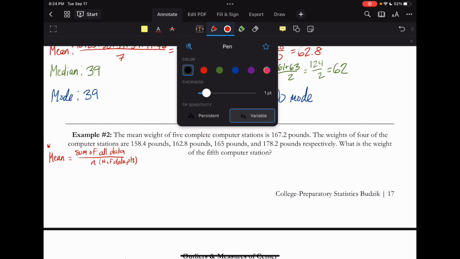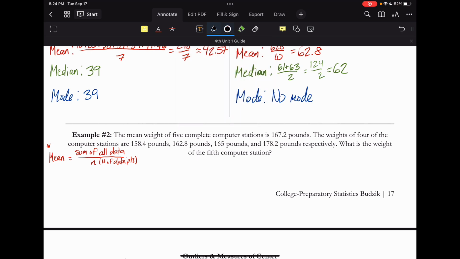So if I want to set this up, I know my mean value. If I just plug it into that formula, I have that my mean is 167.2. So I'm going to start there. So 167.2 is now equal to all of the 5 added together. So I know 4 of them: 158.4 plus 162.8 plus 165 plus 178.2.